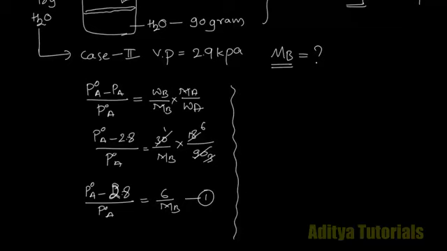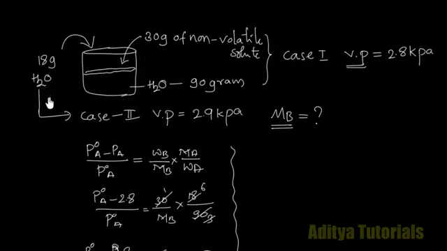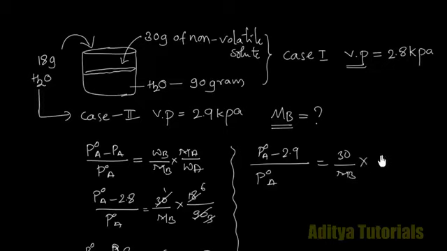The same thing we're going to calculate for the second case. In the second case, there is already 90 gram of water, and you are adding 18 gram of water, by which the vapor pressure should increase here, and by that we get the equation: P naught of A minus 2.9, that is the P of A in the second case, divided by P naught of A, is equal to, directly I am going to write here 30, because that is 30 gram of non-volatile solute, that remains constant, divided by MB multiplied by 18.